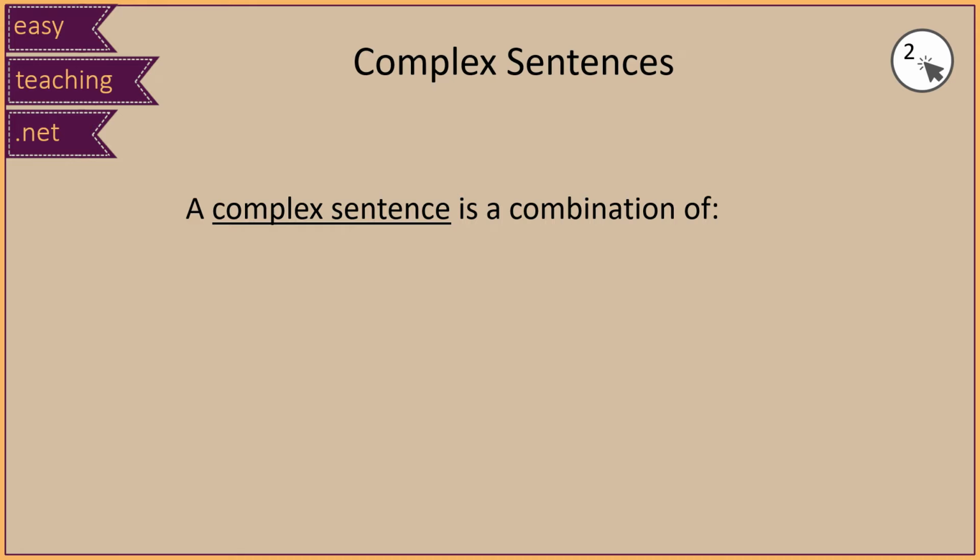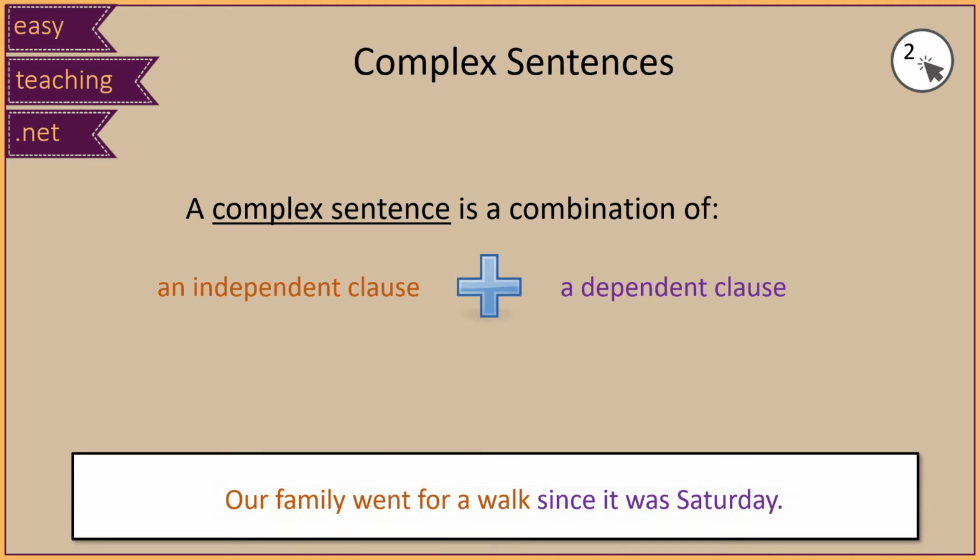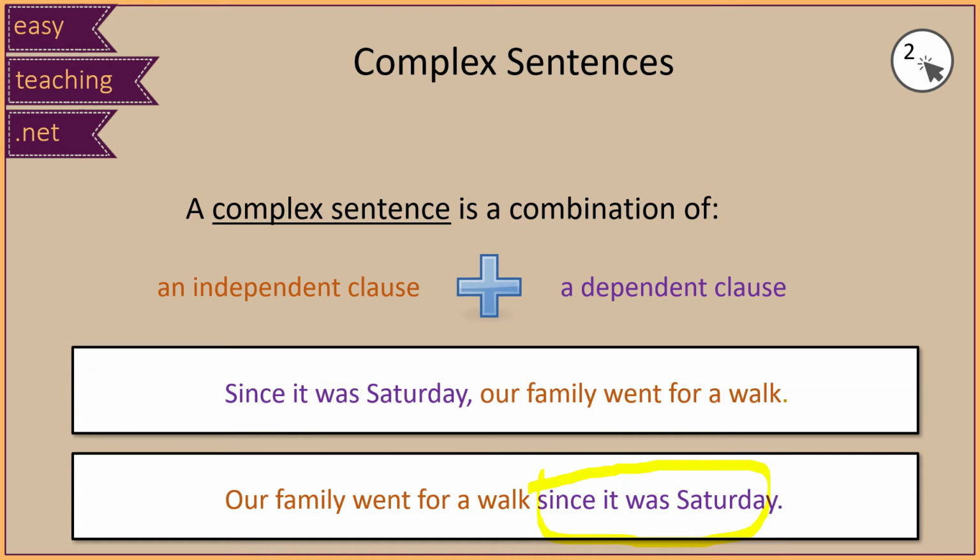It is a complex sentence because it is a combination of an independent clause and a dependent clause. The dependent clause can go at the end of the sentence, as it is in this example, or it can begin the sentence. If we moved the dependent clause to the beginning, it would look like this. Since it was Saturday, our family went for a walk. If we put the dependent clause first, we must use a comma to separate the clauses.